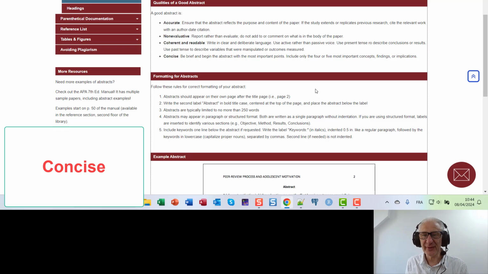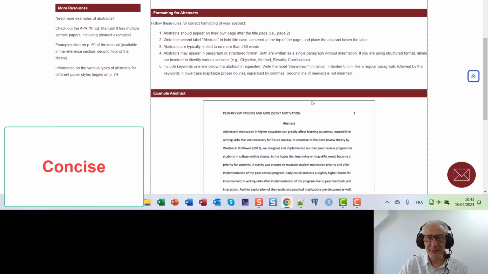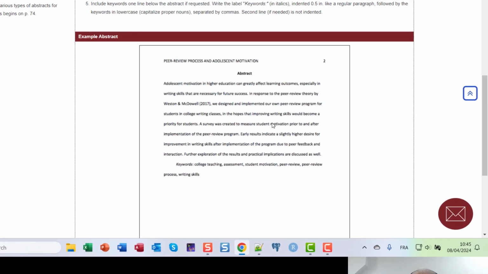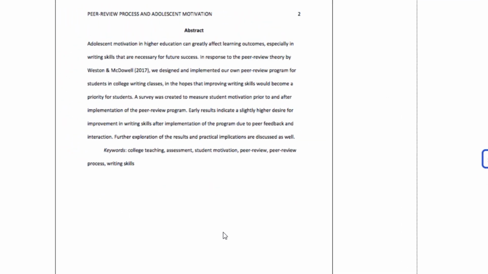Concise. Be brief and begin the abstract with the most important points. Include only 4 or 5. Don't summarize by writing the entire essay all over again. You have 200 to 250 words. Okay, formatting, we're not going to worry too much about that because that's for a paper.